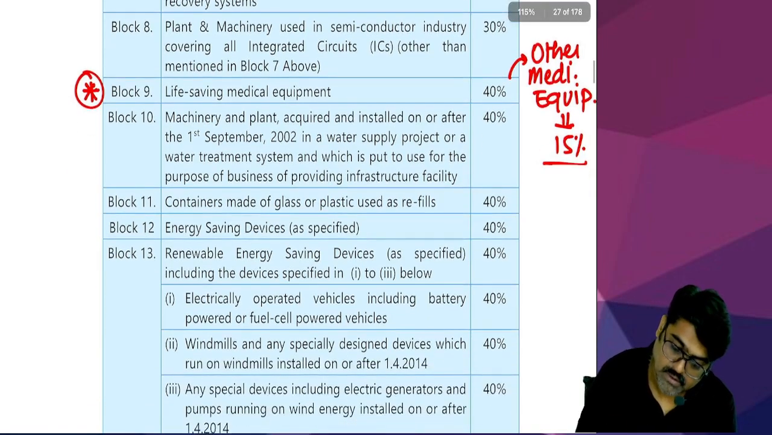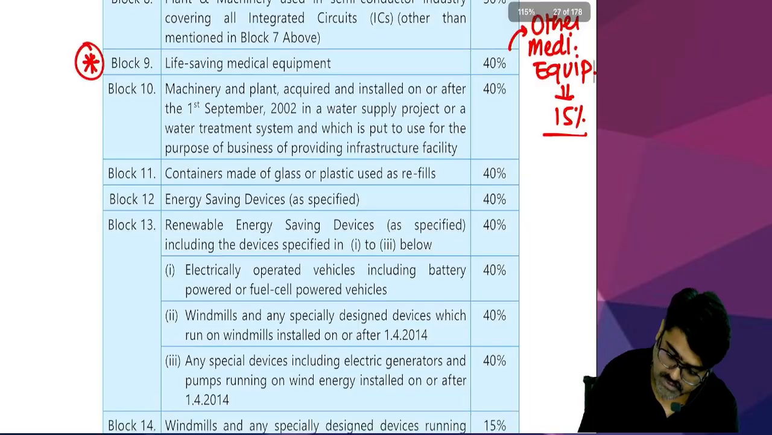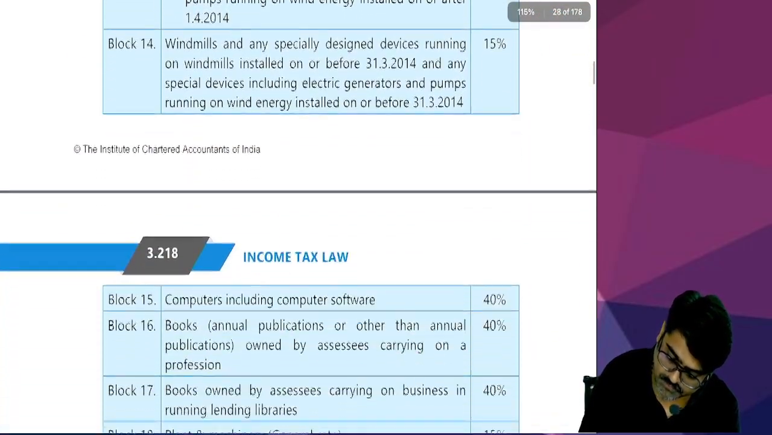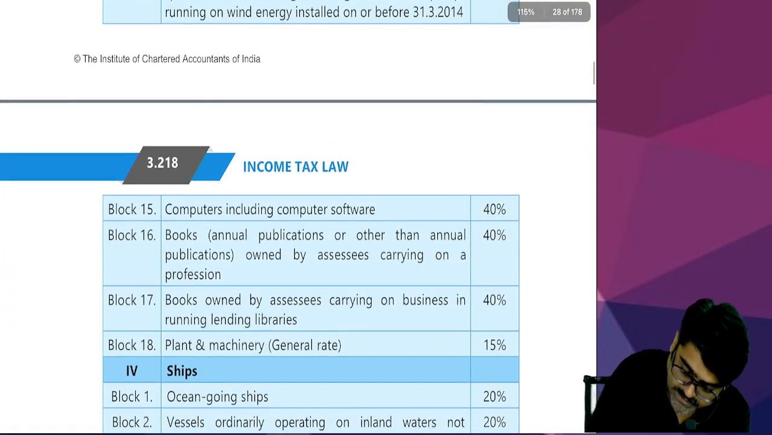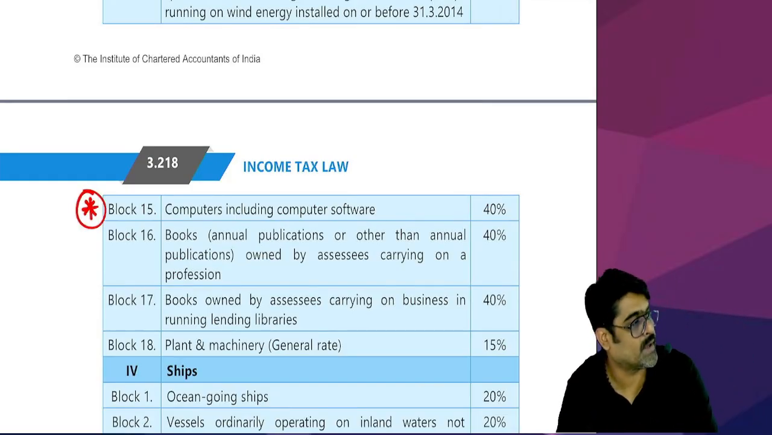Next one. Now, next one is also not important. Now directly come to block number 15. Important. Computers, including computer software.